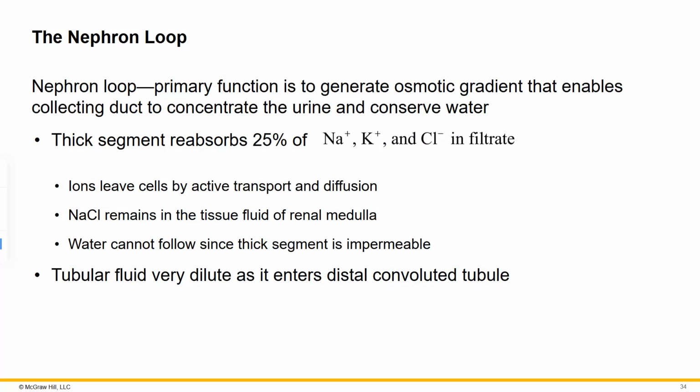The nephron loop's primary function is to generate the osmotic gradient that enables the collecting duct to concentrate the urine and conserve water. The thick segment reabsorbs 25% of the sodium, potassium, and chloride ions in the filtrate. Ions leave by active transport and diffusion. Sodium chloride remains in the tissue fluid of the renal medulla. Water cannot follow since the thick segment is impermeable to water. The tubular fluid is very dilute as it enters the distal convoluted tubule.